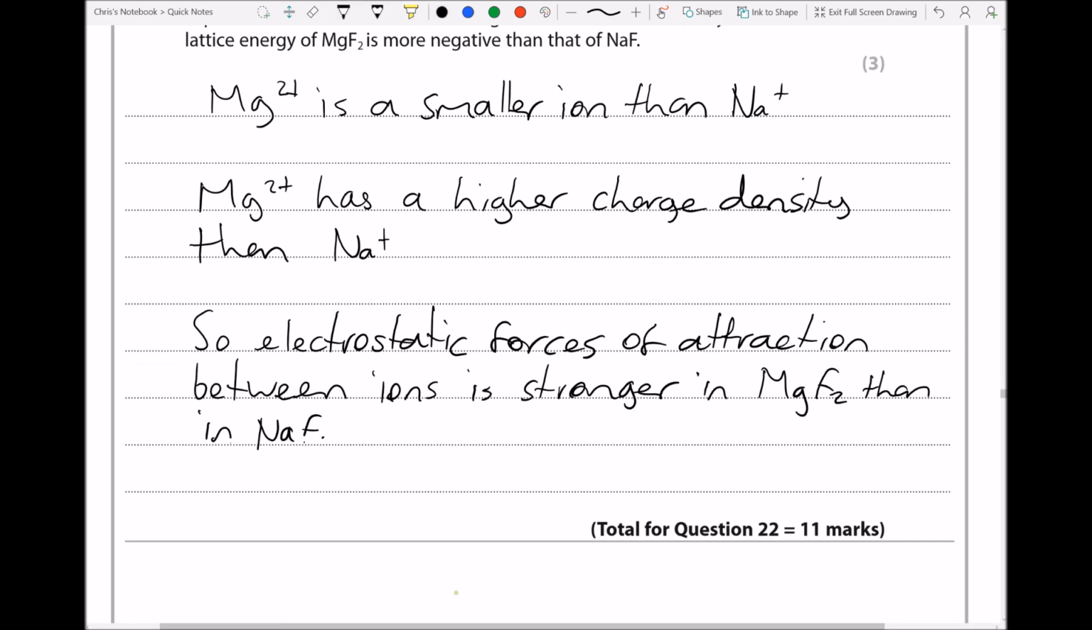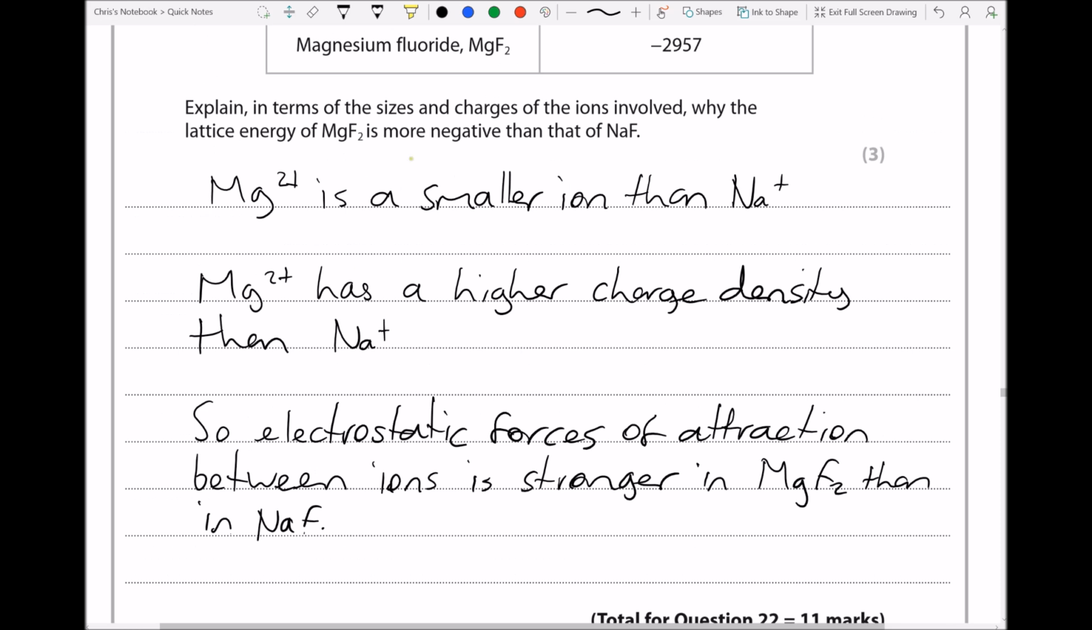So you can see, 3 different things. Be methodical. Talk about, right, magnesium is a smaller ion, therefore it has a higher charge density, therefore the electrostatic forces of attraction are stronger. So it's this methodical process. You state what the obvious thing is, I suppose, and then you try and go in to explain it. So it's just structuring your answers to make sure you get the best out of them as well. But there we go. You get 11 marks for question 22.